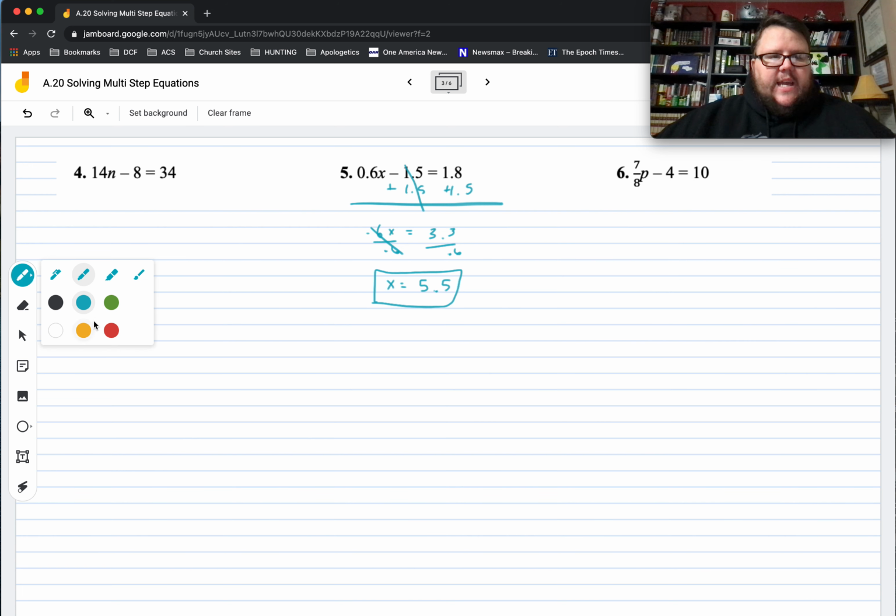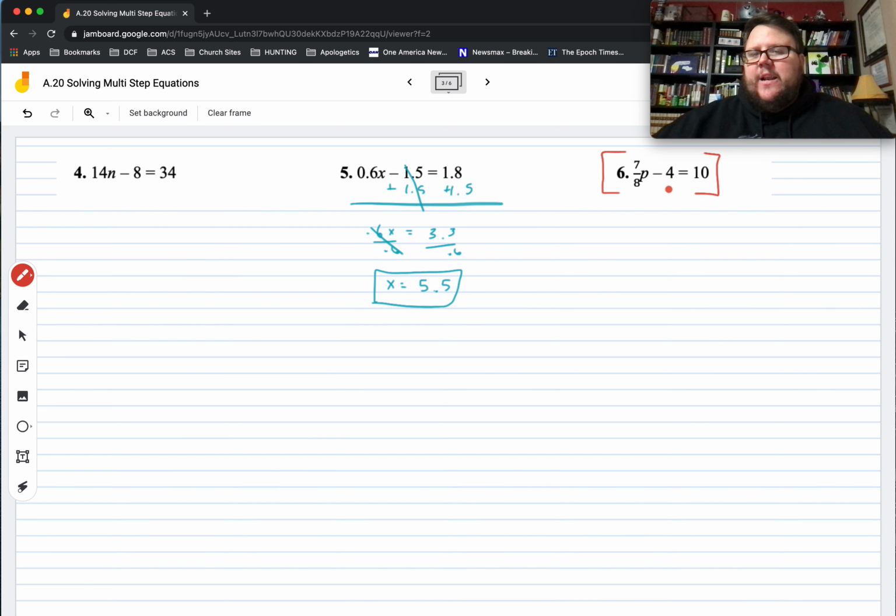I also wanted to look at this one for you guys. We have a fraction times p. So whenever I see a fraction, I want to multiply by the greatest common denominator. In this case, 8 is my only denominator, so I'm going to multiply everything by 8. So 8 gets distributed to the 7/8 p. That 8 cancels out, so I have 7p minus 8 times 4 is 32 equals 8 times 10 is 80.